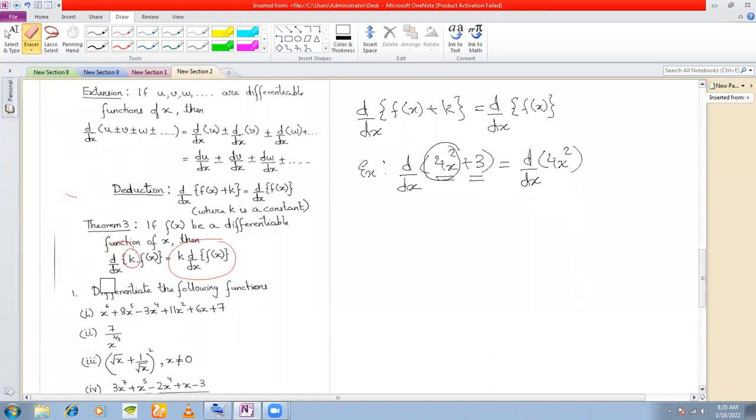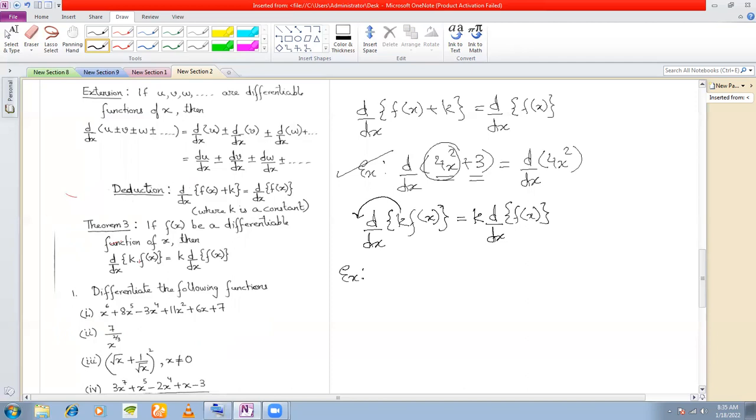The third one is differentiation of a constant times f(x). d/dx of a constant times a function of x. This is a very important result. In this case, you can take the constant out of the differentiation and write this as k times d/dx of f(x). Now we are in a position to explain this example.